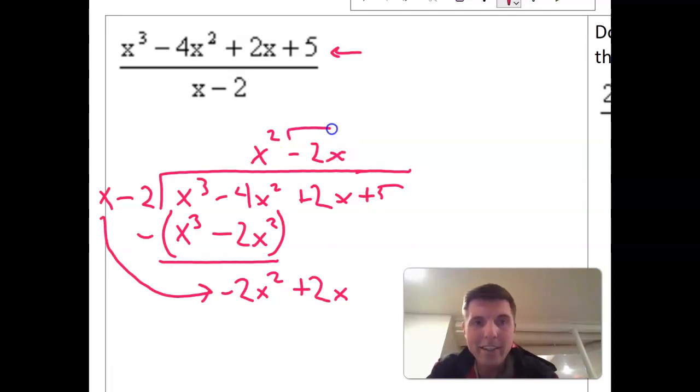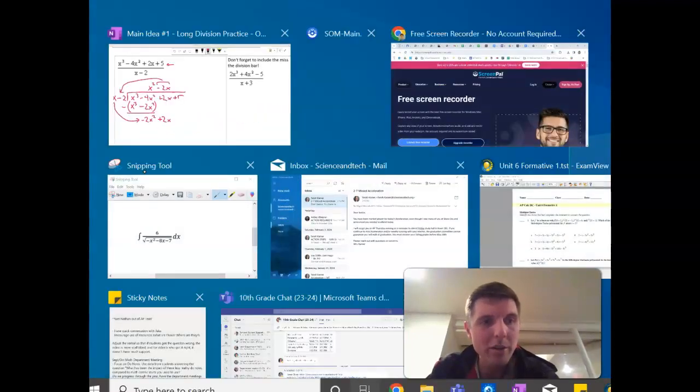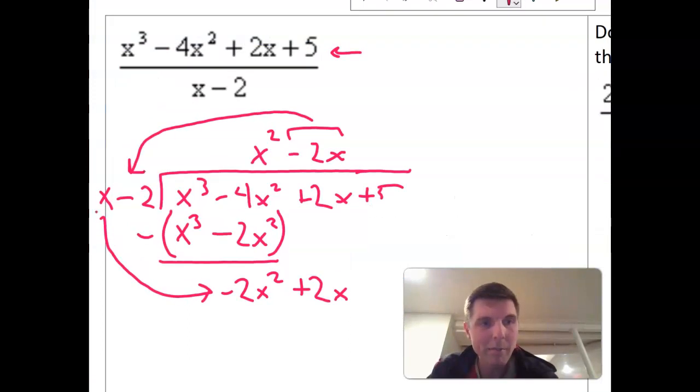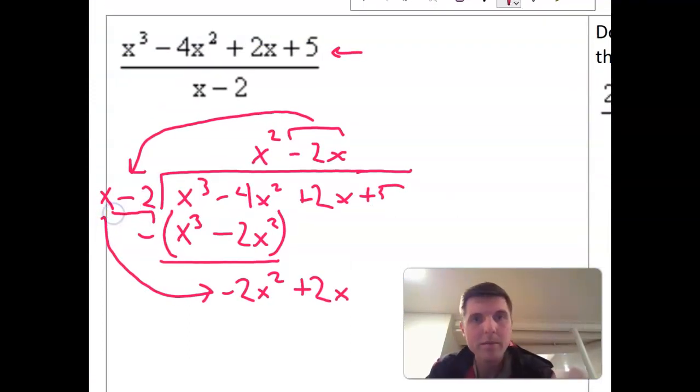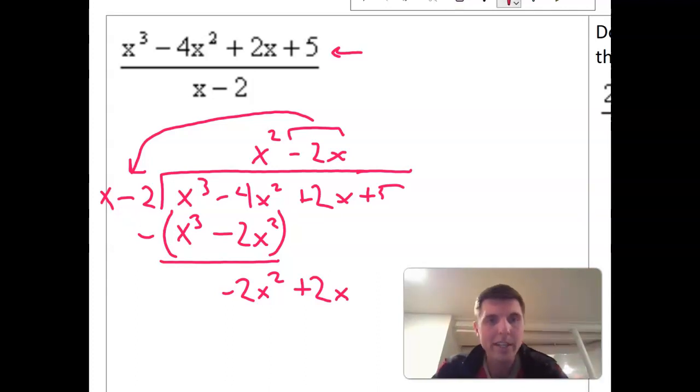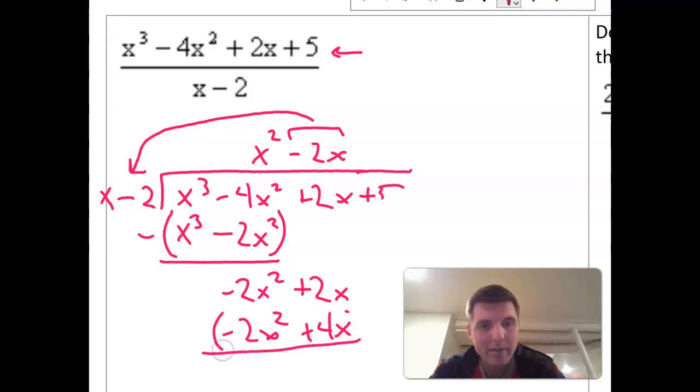And then we take this thing and we say, let's multiply it by both of these two terms. Sorry about that, both of these two terms. But I erase this line. So we say negative 2x times x, that's negative 2x squared. Negative 2x times negative 2, that's positive 4x. And now we do the same thing, we subtract. So the first term is going to cancel.